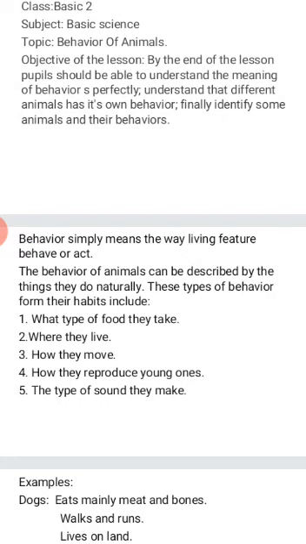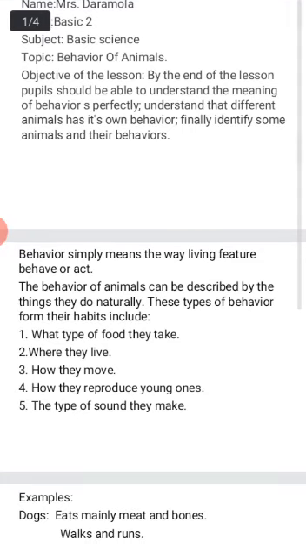The subject we are going to look at this morning is basic science. The topic is behaviors of animals. The subject is basic science. The topic is behavior of animals.